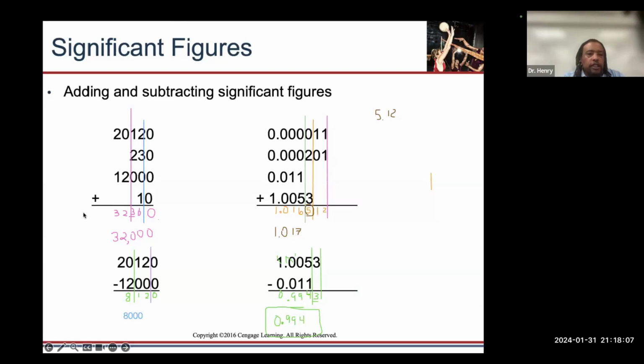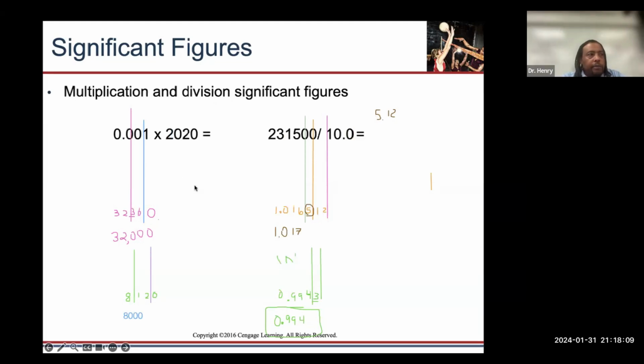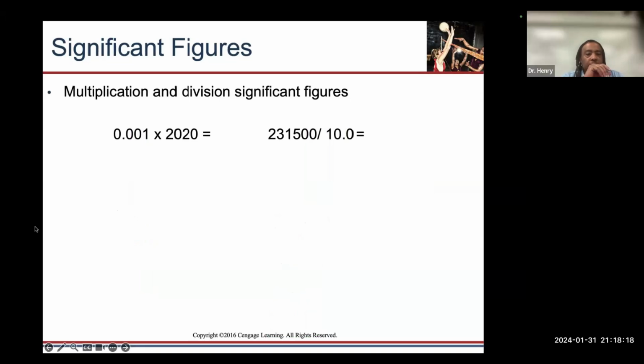Okay. So let's move forward. So when we do multiplication and division, you take the number that has the least number of significant figures. So in the case of the very first one, how many sig figs does the 0.001 have? 1. That's good.